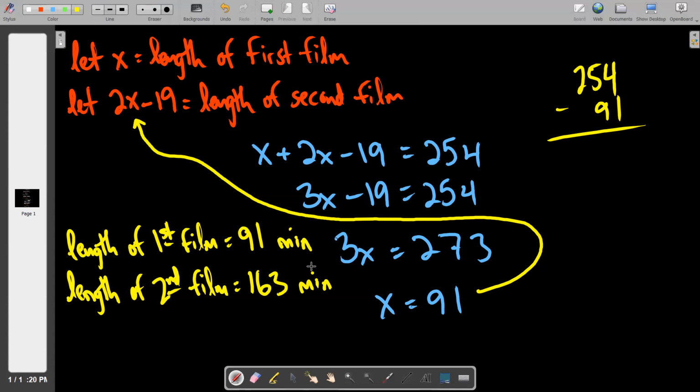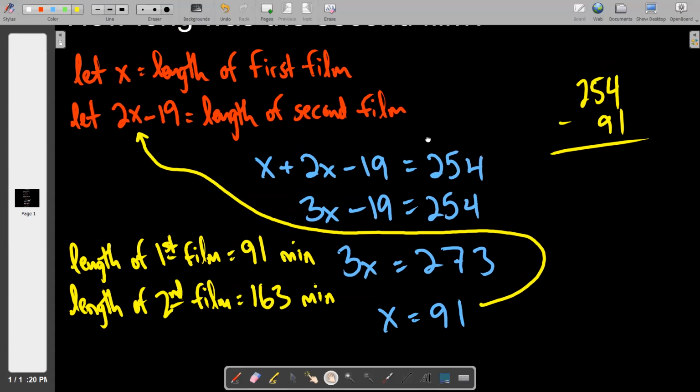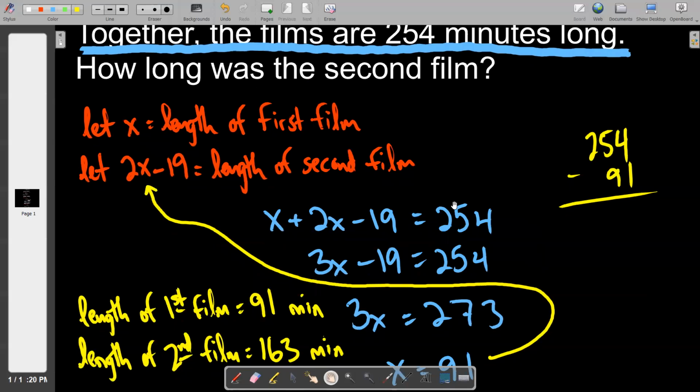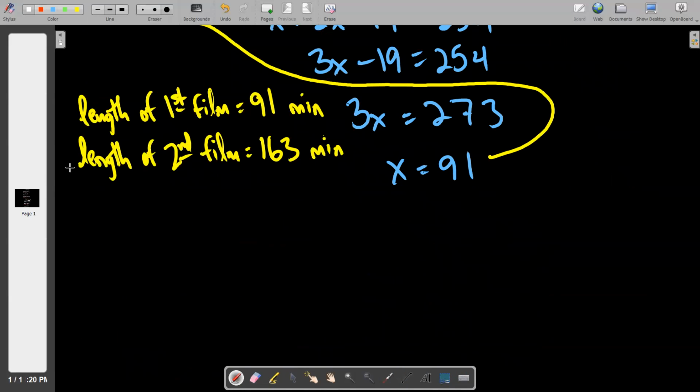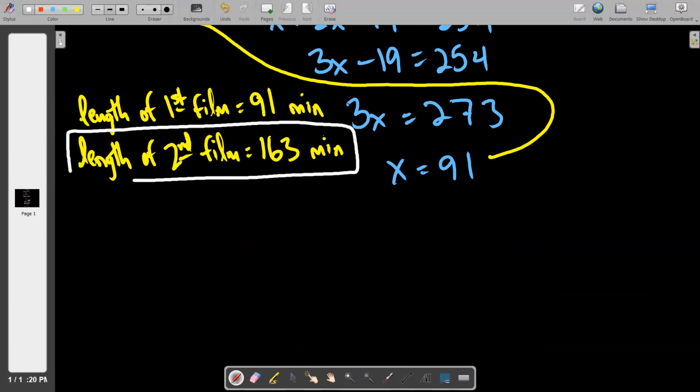So now I want to go back up and read the question so that I know where to put my box. And the question is only how long was the second film? So when I go to answer this question, I'm going to box up this part because that's my final presentable answer to the world.